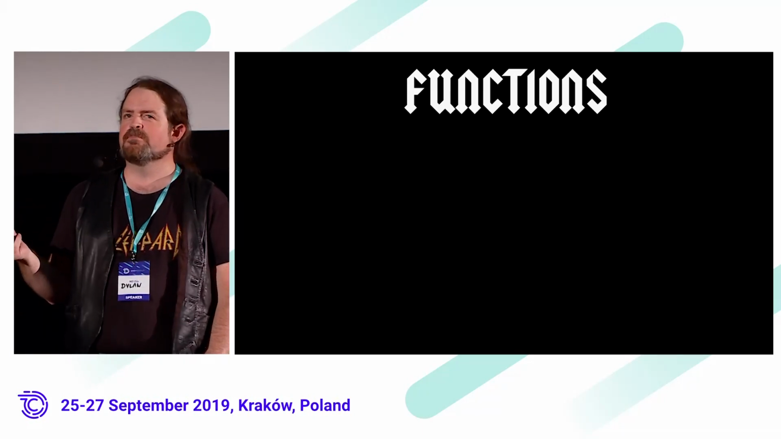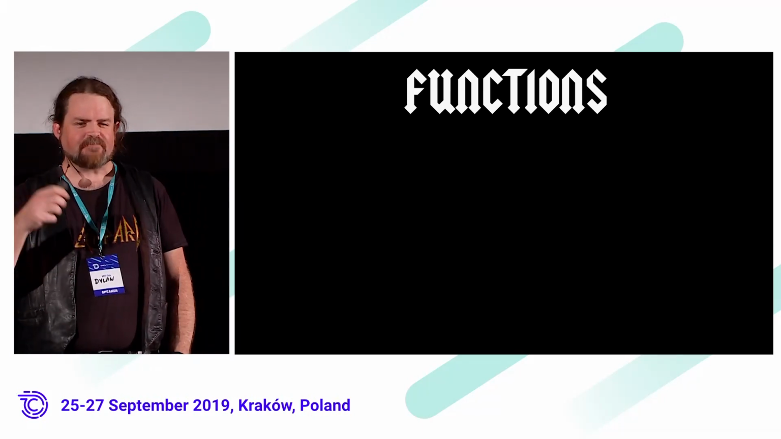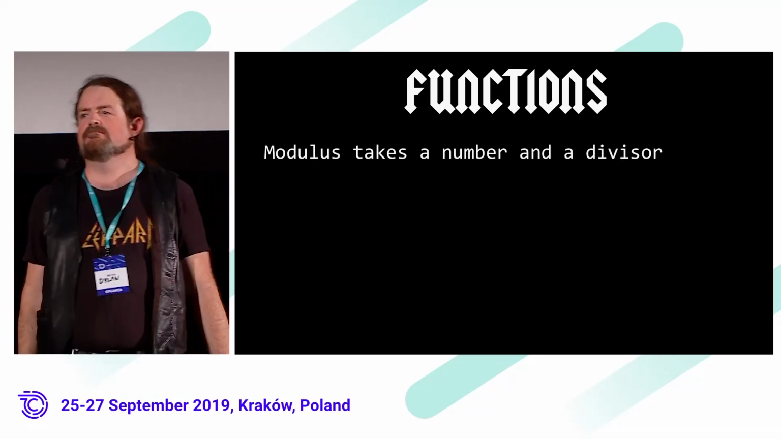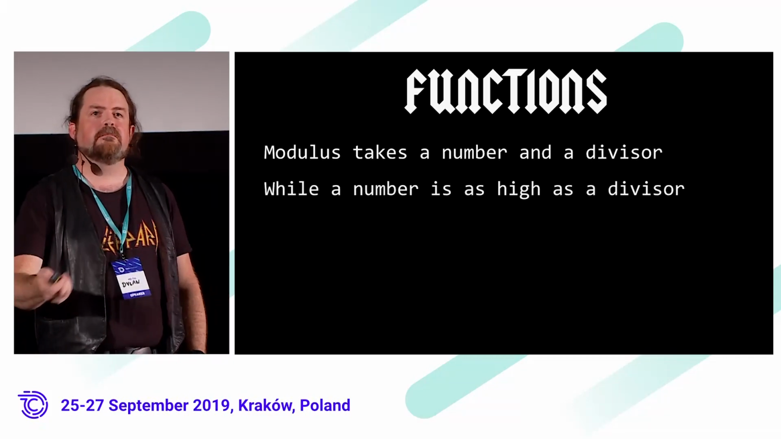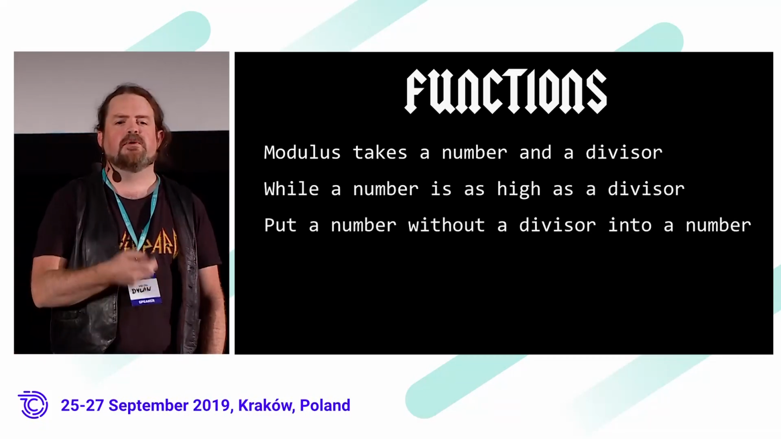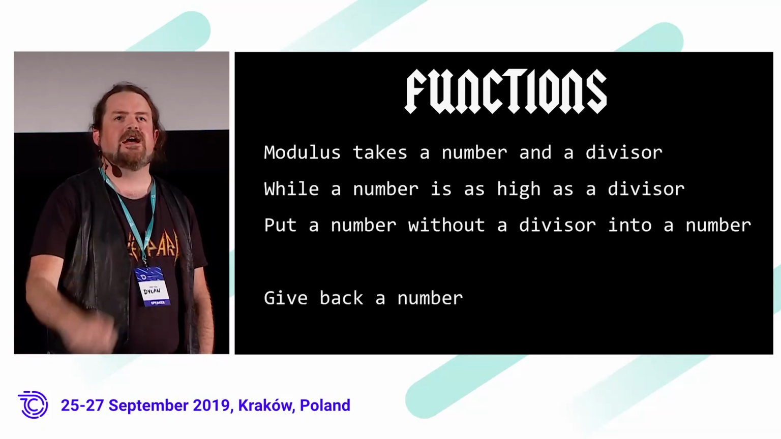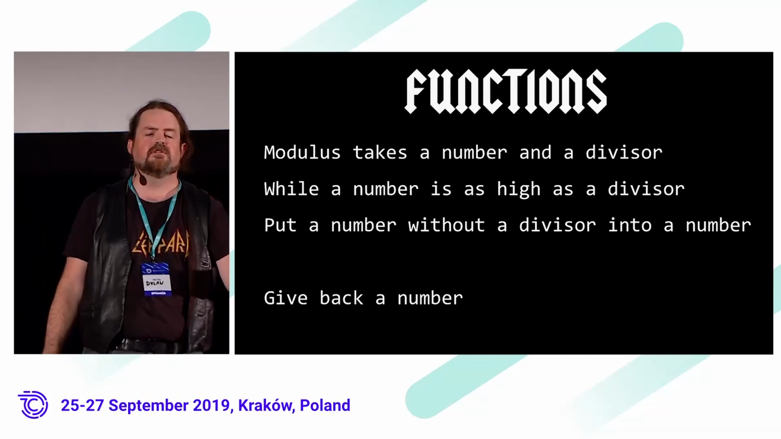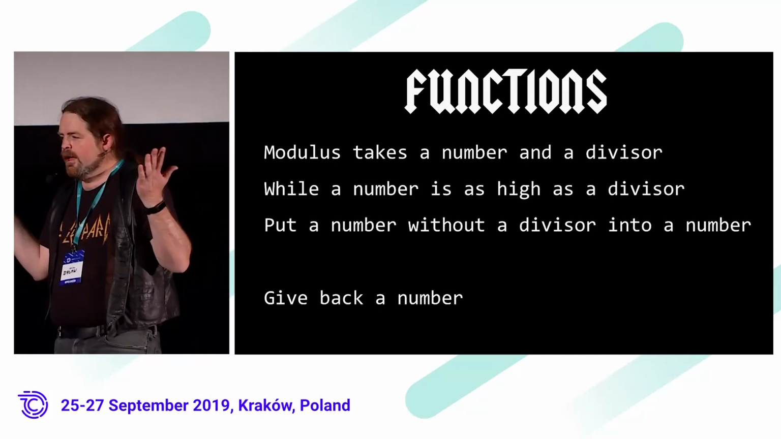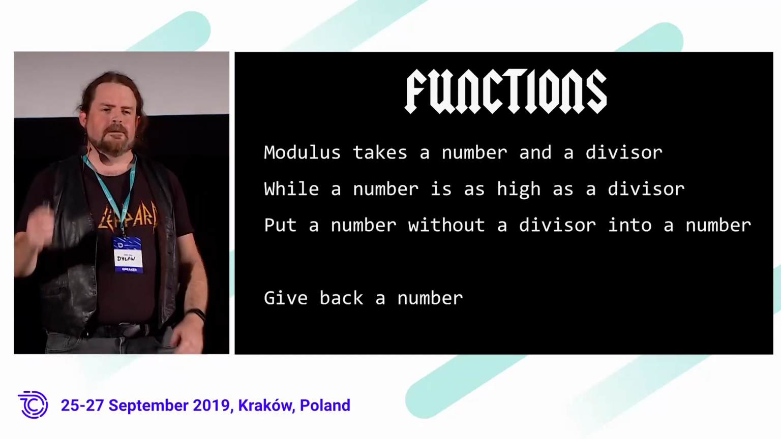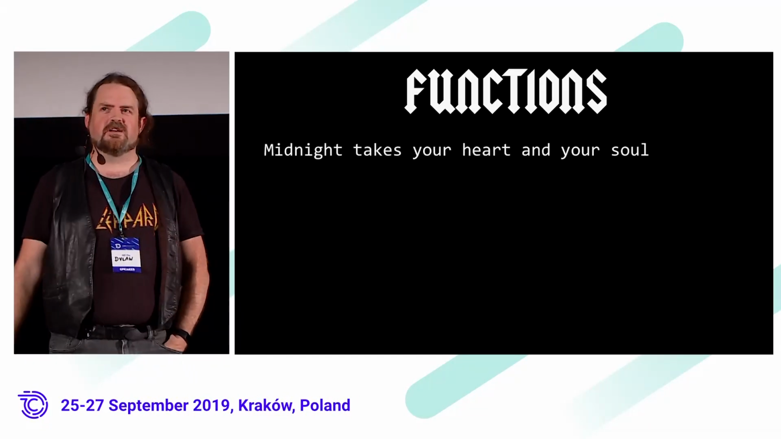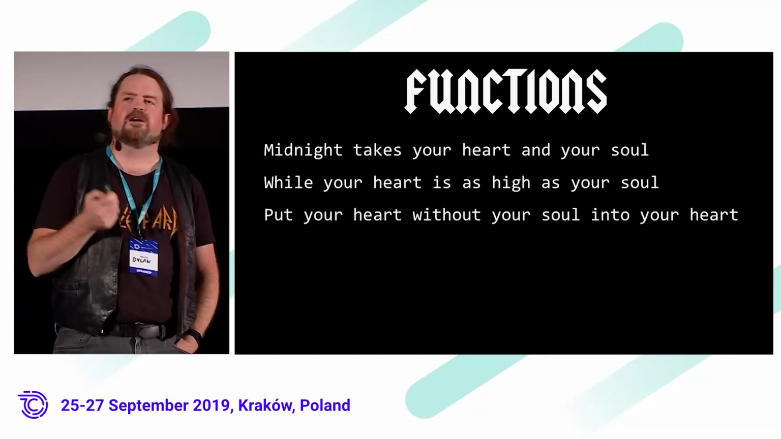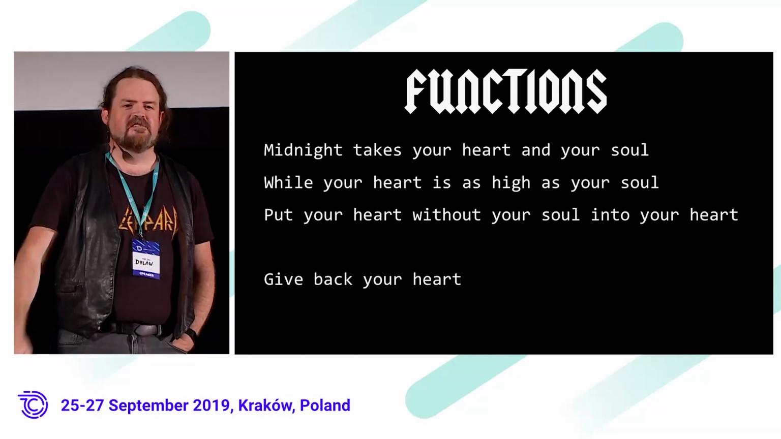Needed a way to write functions, because you can't program without functions. And so I came up with this syntax. Modulus takes a number and a divisor. Function name, 2 arguments. While a number is as high as a divisor, put a number without a divisor into a number, give back a number. So there you go. Just keep subtracting until it reaches a threshold and then return it. It's how you do arithmetic modulus. But if you want to really put your soul into it, midnight takes your heart and your soul, and while your heart is as high as your soul, put your heart without your soul into your heart and give back your heart.